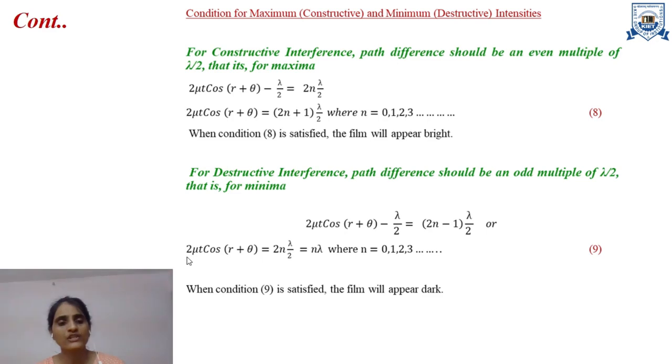So this is equal to 2 mu t cos(r plus theta). This is 2n lambda upon 2, so 2 and 2 get cancelled out. So this is equal to n lambda, where n starts from 0, 1, 2 and 3. So when condition 9 is satisfied, the film will appear dark in wedge shaped film.